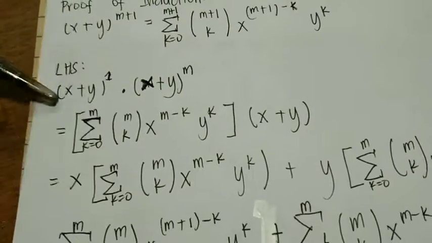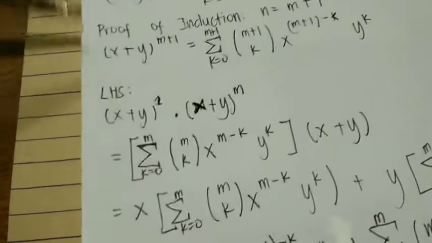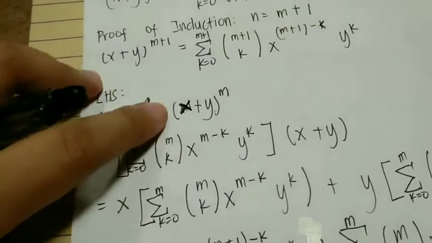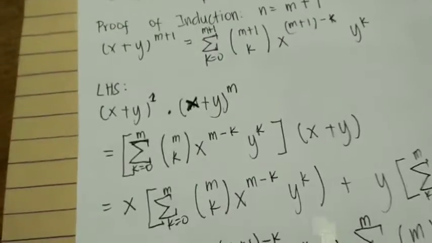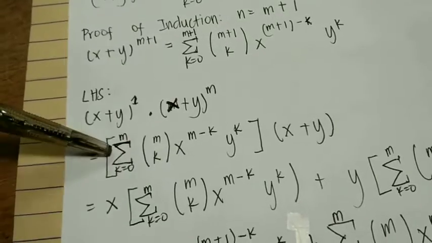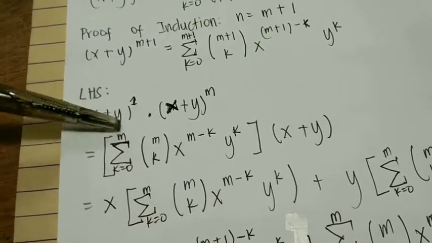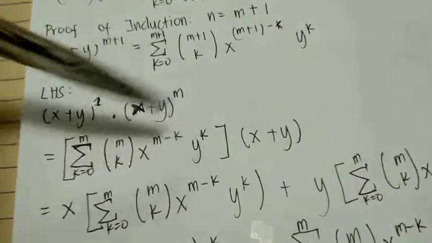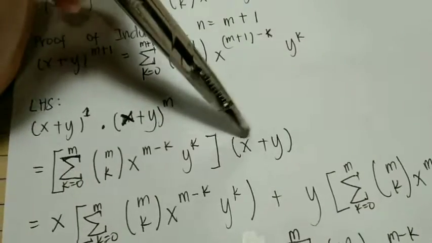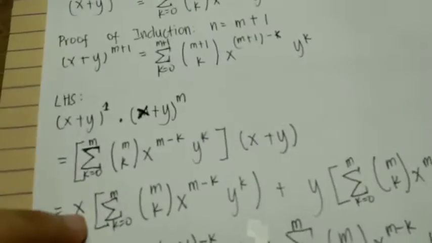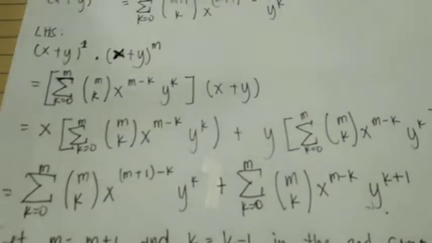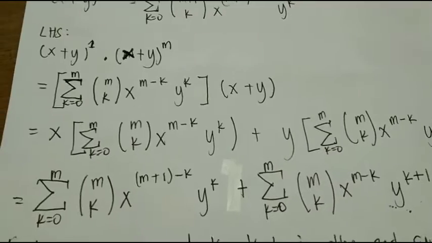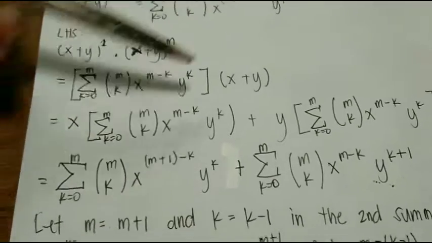So on the left hand side, we expand the equation. So (x + y) to the power of 1 times (x + y) to the power of m. So there, the summation of k equals 0 to m of m taken by k times x to the power of m minus k and y to the power of k, times (x + y). So we distribute x plus y, first x times this.